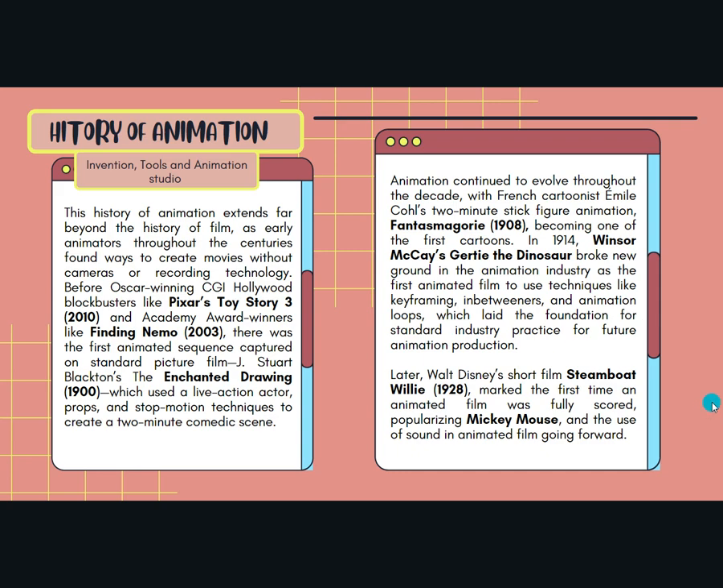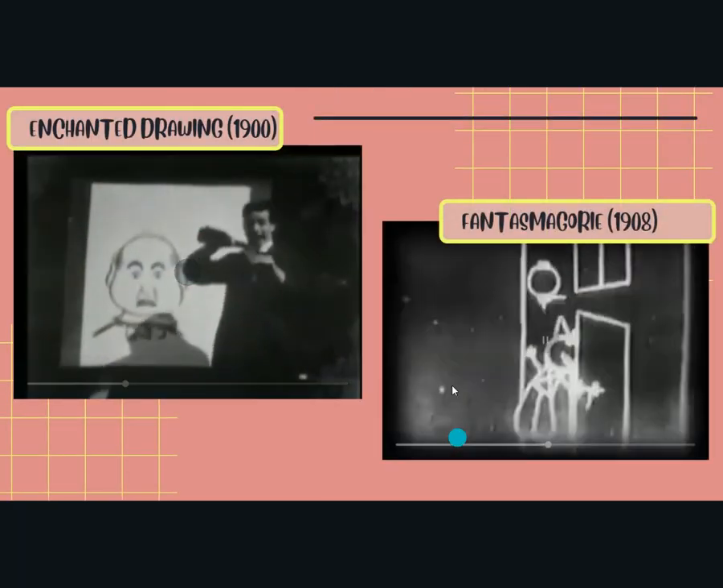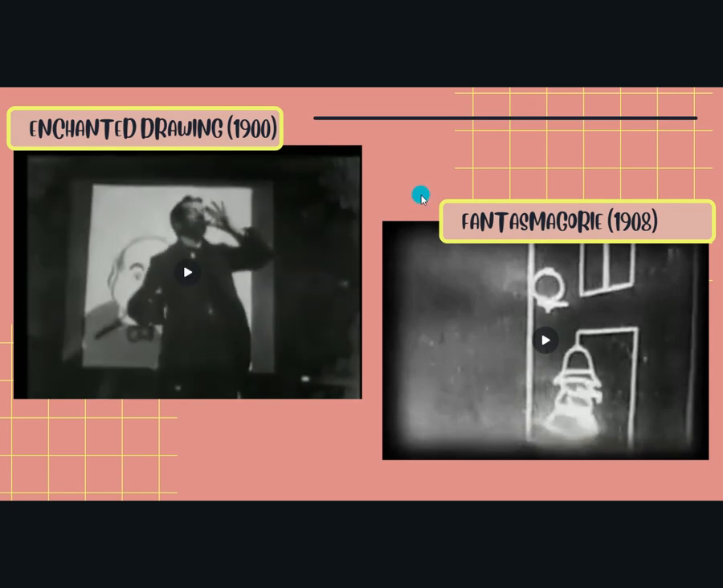So I have here an example, The Enchanted Drawing, 1900s, which used live action, actor, props, and stop motion techniques to create a 2-minute comedic scene. And the second is the Fantasmagorie, which became one of the first cartoons in 1908. So let's move to the six examples of early animation devices, which are still part of the history of animation.